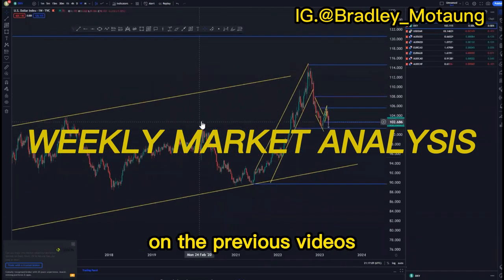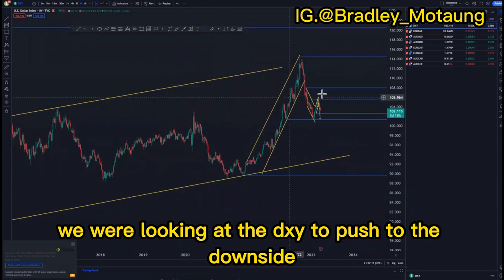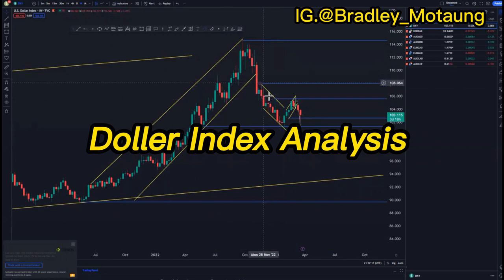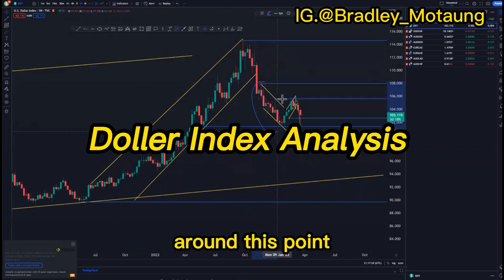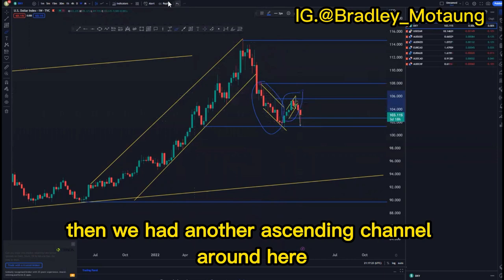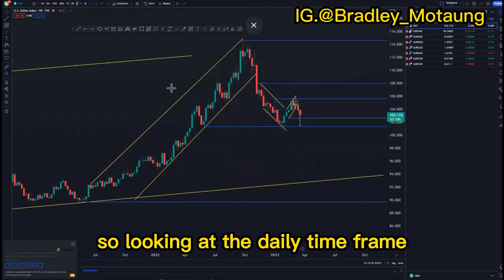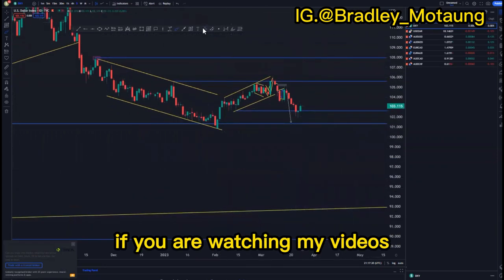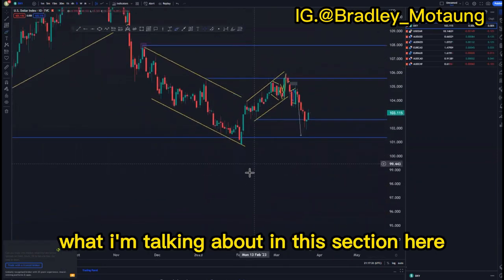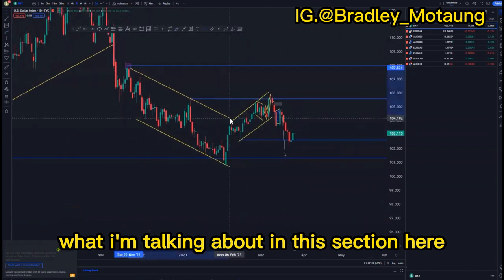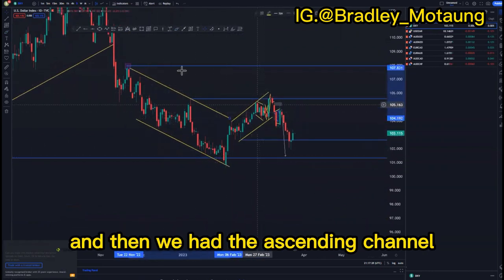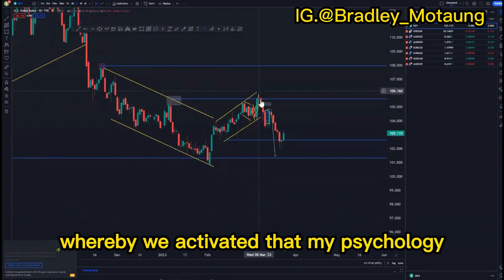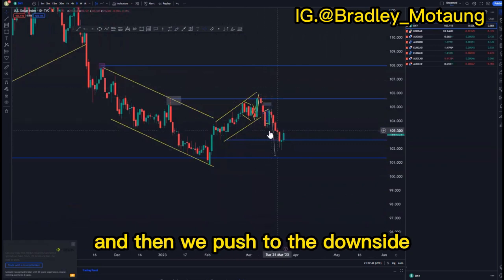So as you all know, on the previous videos, we were looking at the DXY to push to the downside, just because we had this double top area, and then a descending channel around this point. Then we had another ascending channel around here. So looking at the daily time frame, that is where you'll see each and everything that I was talking about on the previous videos. If you're watching my videos, you will know what I'm talking about in this section here. So we had the descending channel, and then we had the ascending channel, and then it was approaching this mass psychology area, whereby we activated that mass psychology, and then we pushed to the downside.